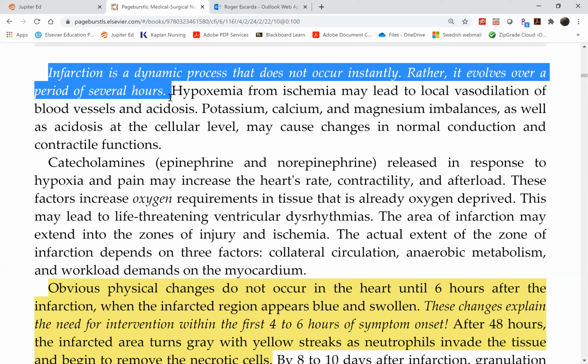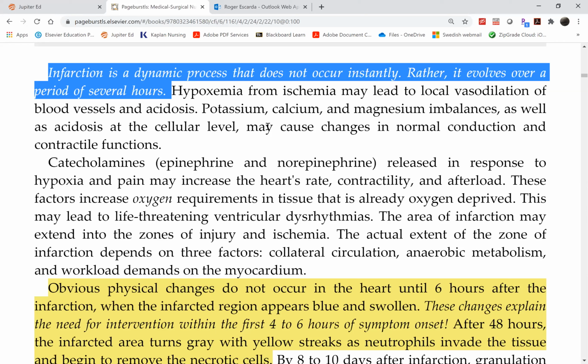Infarction is a dynamic process that does not occur instantly. Rather, it evolves over a period of several hours. Okay, so you have time here, but regardless of how long the time, take note that time is tissue, just like we talked about in stroke. So the longer the patient's heart is deprived of oxygen, the more tissue you lose. So it evolves over several hours, and then it continues over several days to several weeks after the initial injury.